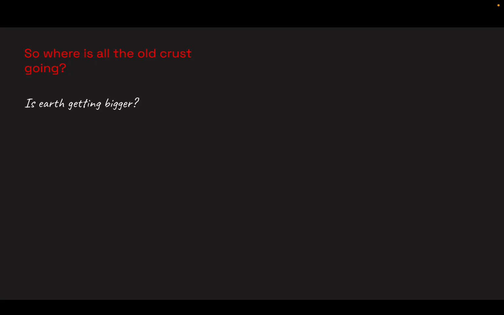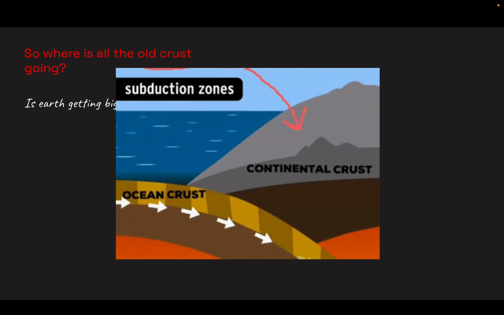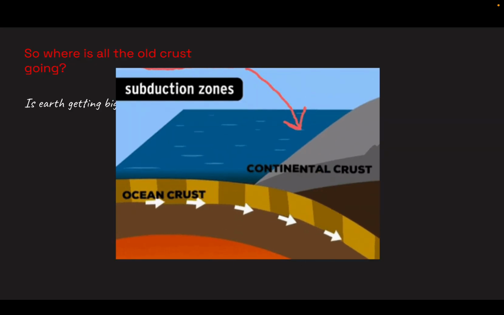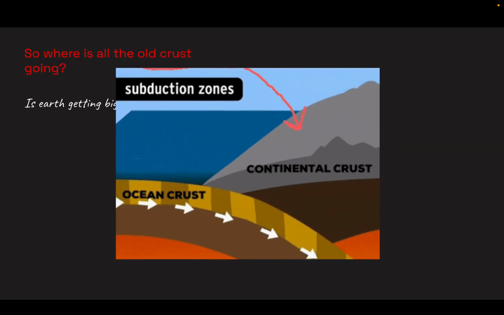So where is all this crust going? The Earth is not getting bigger. It is subducting back into the mantle. So the denser oceanic crust is going to be sinking and recycling itself back into the mantle, and that process will continue.